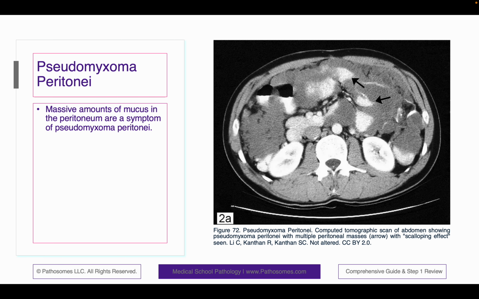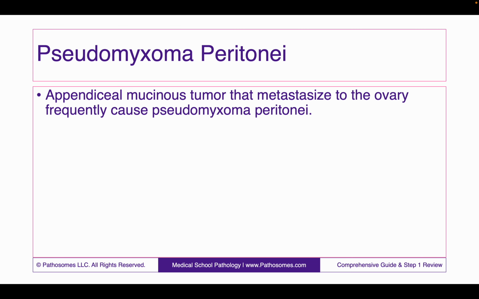Now, what is pseudomyxoma peritonei? Radiologists will see this a lot, and you future radiologists be on the lookout for it. You can notice the massive amounts of mucus in the peritoneum as a symptom of pseudomyxoma peritonei. You can see that on the CT scan here to the right. Appendiceal mucinous tumor that metastasizes to the ovary frequently causes pseudomyxoma peritonei.